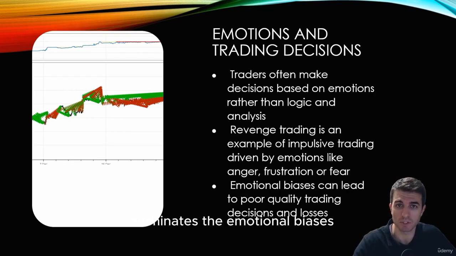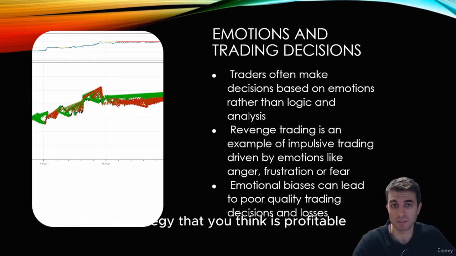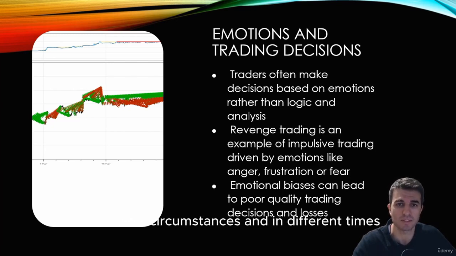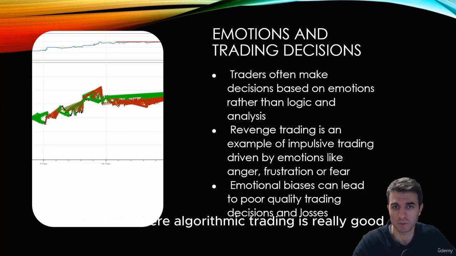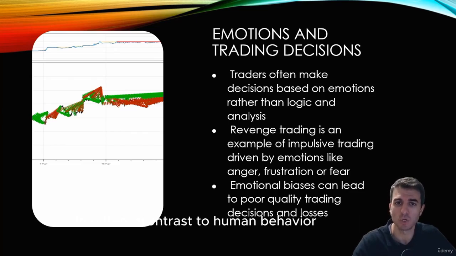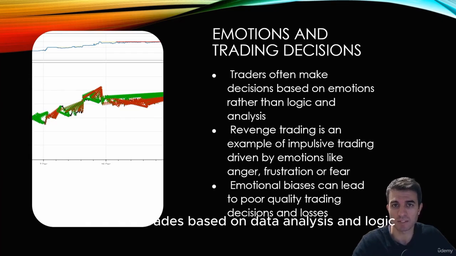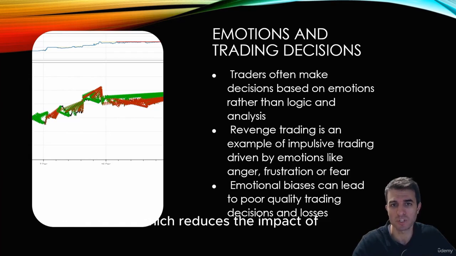It eliminates the emotional biases and improves the quality of your trading decisions. And you can also use algorithmic trading to backtest a strategy that you think is profitable. Before trading manually, you want to backtest the strategy just to make sure that it's really profitable in different circumstances and in different times. So this is where algorithmic trading is really good. In contrast to human behavior, an algorithmic trading system will follow predetermined rules all the time, stick to these rules, and execute trades based on data analysis and logic, which reduces the impact of emotions on trading decisions.